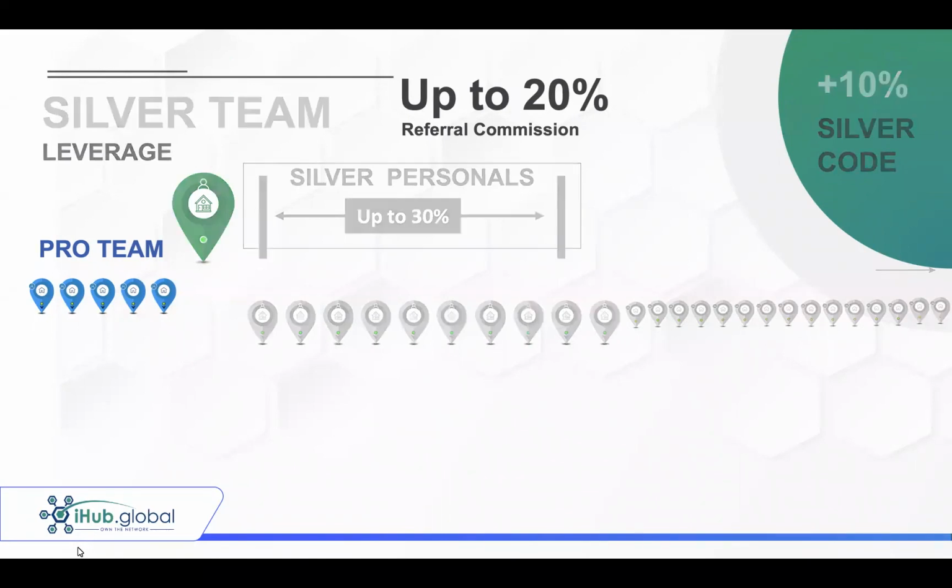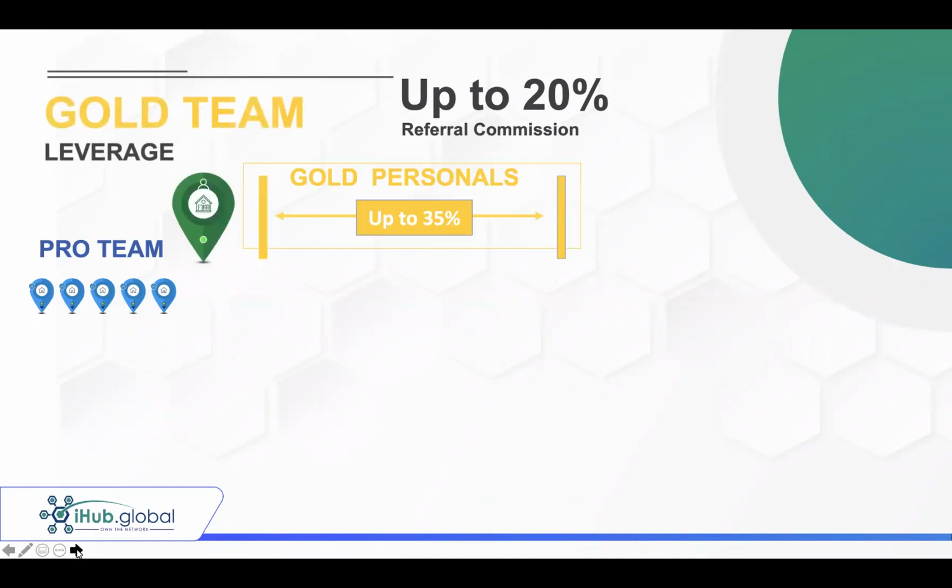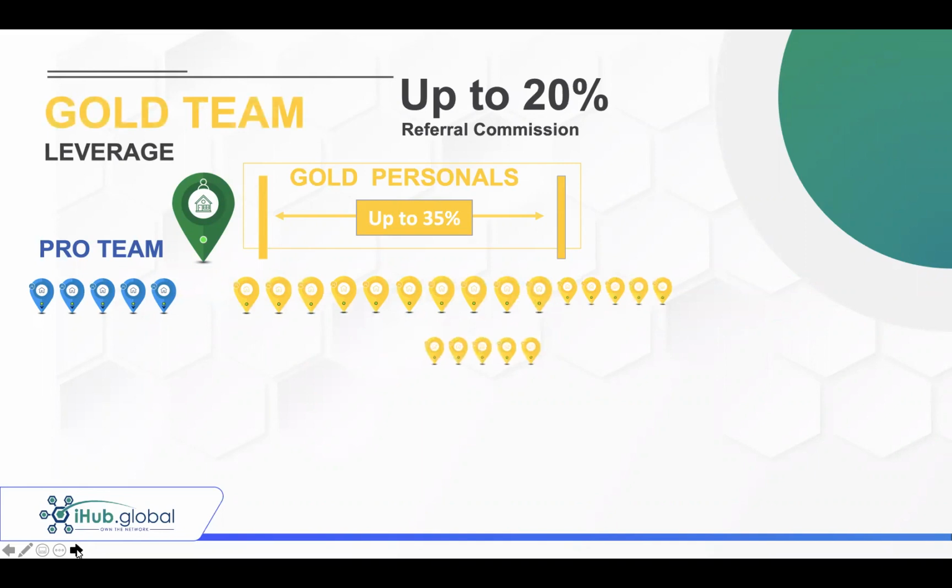Okay. Now we talked about gold, how powerful gold is. Gold is where the big leverage is, up to 20% referral commission. And it's 35% because there's a 15% gold code on all your personals. And you can continue to go wide with these. Okay. I'm showing 10 here, but you can go as wide as you want. Okay. These roll-ups just continue just like the dynamic on the bronze and silver team.